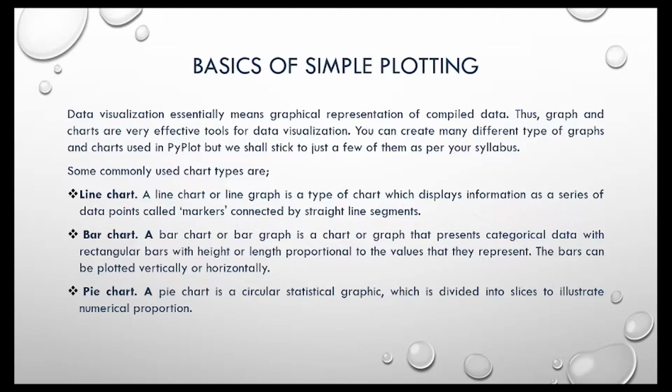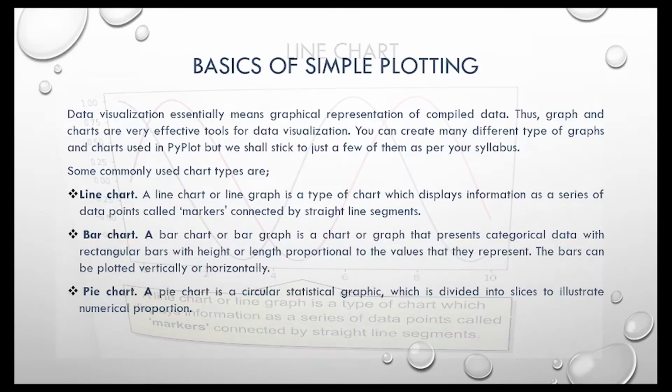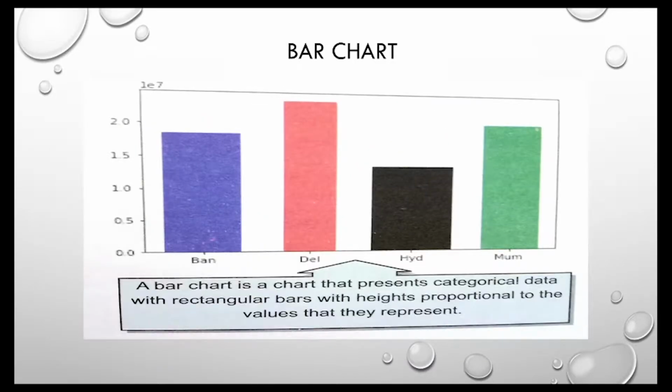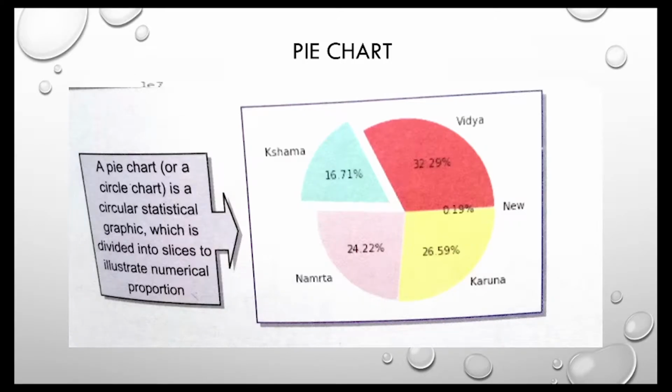Second is bar chart. A bar chart or bar graph is a chart or graph that presents categorical data with rectangular bars with height or length proportional to the values that they represent. The bars can be plotted vertically or horizontally. And the third one is pie chart. A pie chart is a circular statistical graphic which is divided into slices to illustrate numerical proportion. Now I am showing you how a line chart, bar chart and pie chart look like. Here you can see the line chart. This one is the bar chart and this one is the pie chart.